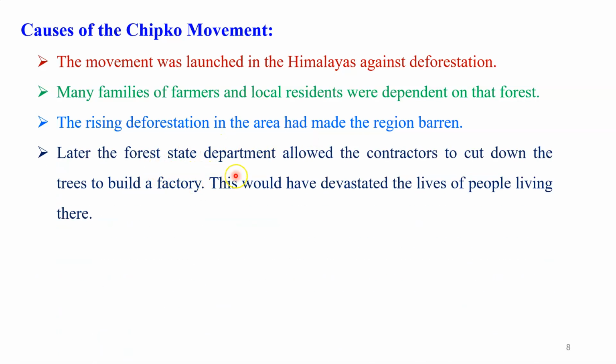Later, the state government allotted a contractor to cut down the trees to build a factory. That factory was to make sports goods, and this would have had a very negative impact on the local people. Especially, it might create obstacles in fulfilling their local needs. Those people were directly or indirectly dependent on the forest. They did not agree with the decision taken by the state government.